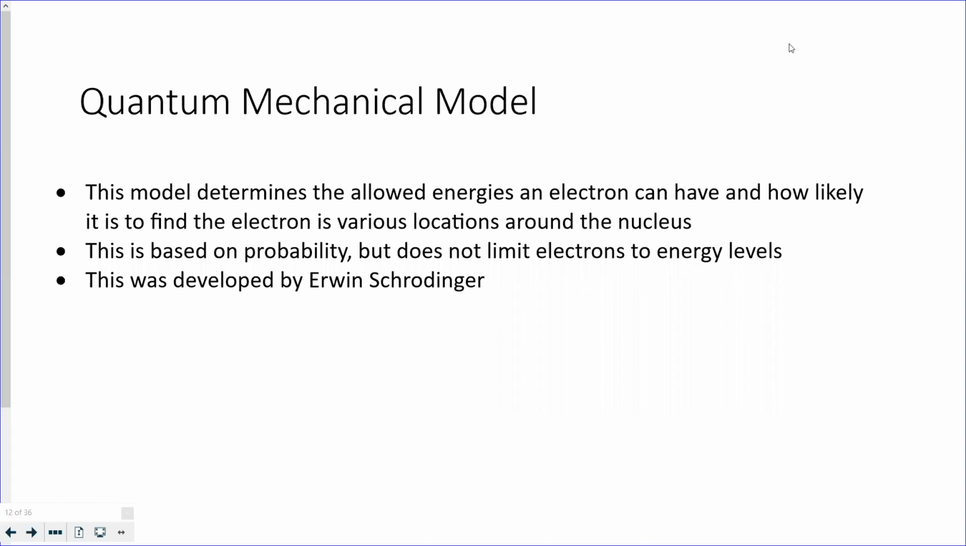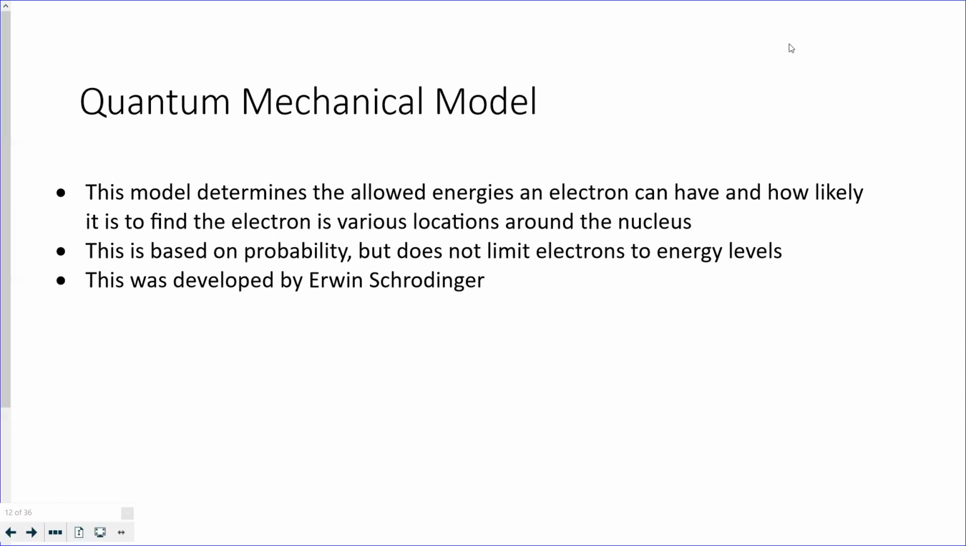All right, guys, so we are going to look at the quantum mechanical model, which is our current model of the atom. This is based off of Bohr's model with the electron cloud model. So not necessarily that the electrons are in orbits, but they have certain areas around the nucleus that they can be. This model determines the allowed energies an electron can have and how likely it is to find an electron in various locations around the nucleus.